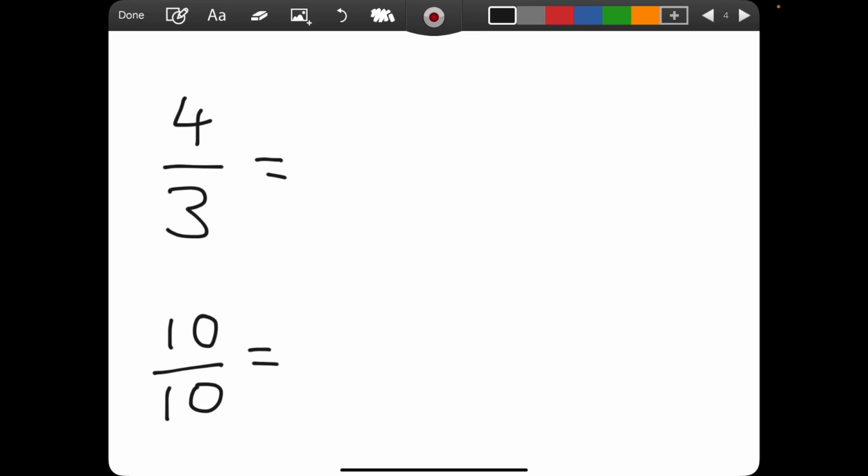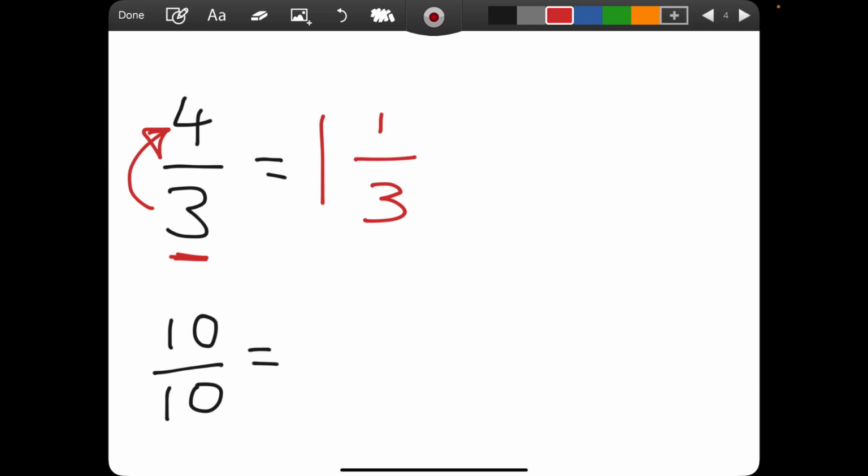How do I make this into a proper fraction? I just simply remember if I've got something over 3 here, my answer is going to be something over 3. How many times does 3 go into 4? 3 goes into 4 one time with 1 remainder. So there's my answer, 1 and 1/3.